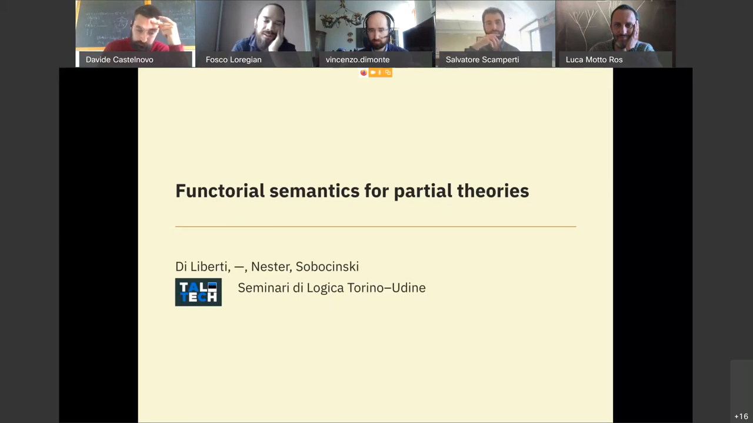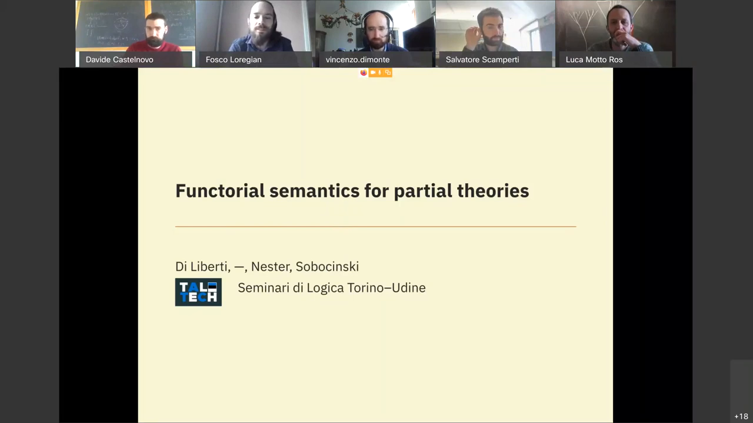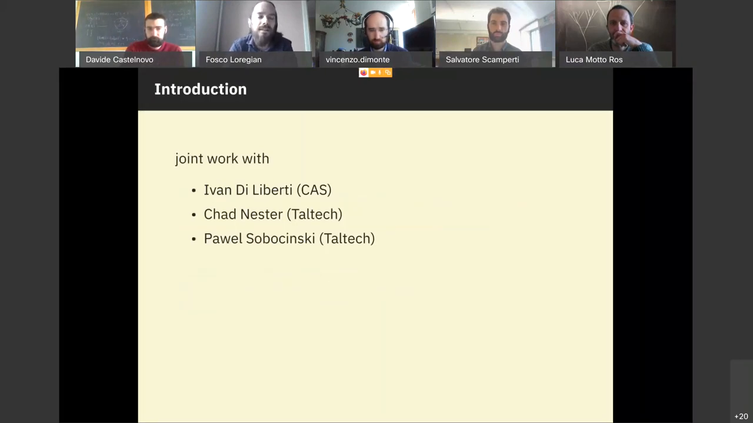So the scope of this talk is to tell you something about this paper that I have, it's a joint work with other people. You see their names on the title slide. One is Pavel Sobociński, the head of the research group here on applied category theory and compositional methods in computer science. Chad Nester is one of his PhD students, and Ivan Di Liberti is a real good friend, a colleague that now is in Czech Republic at the Czech Academy of Sciences in Prague. So we got together because we had this really deep will to understand functorial semantics and relating it to a certain problem that we felt was needed to fix an apparent gap in the literature on the subject.